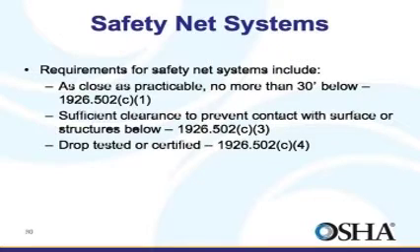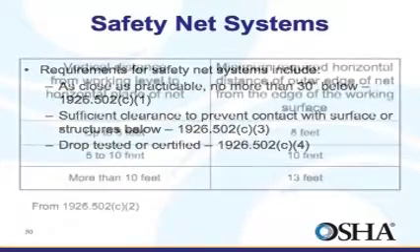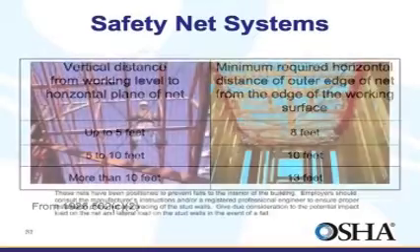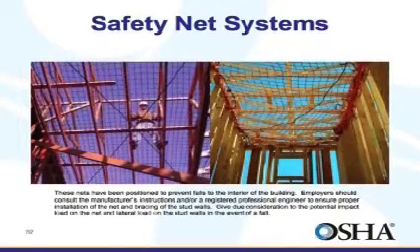Installation, adjustments, and maintenance of the netting should only be made by properly trained personnel. However, when safety nets are used, they must be positioned as close as practical under the surface on which employees are working, installed with sufficient clearance under them to prevent contact with the surface or structures below, and be drop tested or certified. This chart shows the vertical and horizontal characteristics of nettings if used. This slide shows safety nets in place and positioned to prevent a worker from contacting the lower surface.